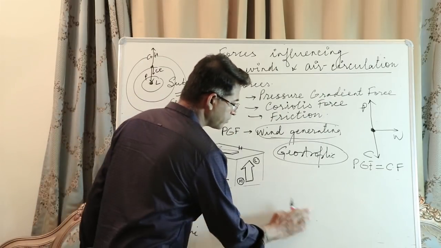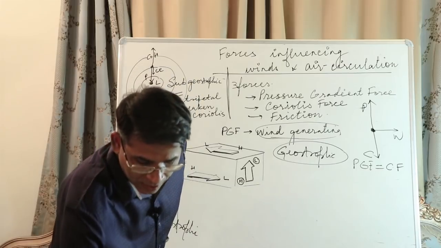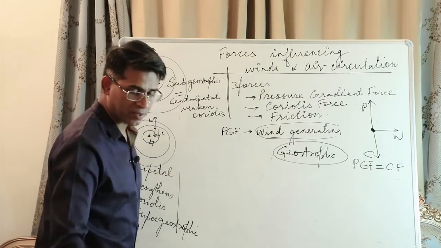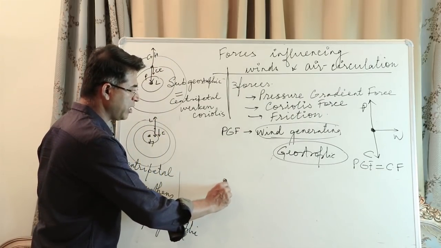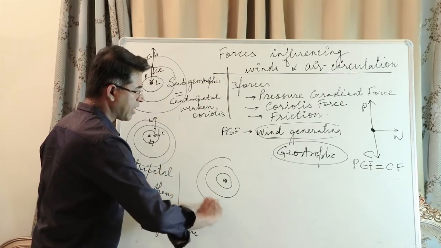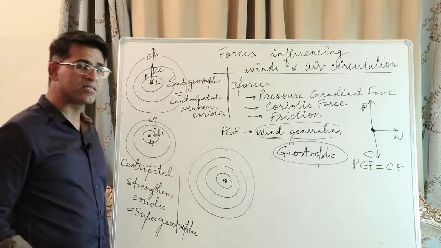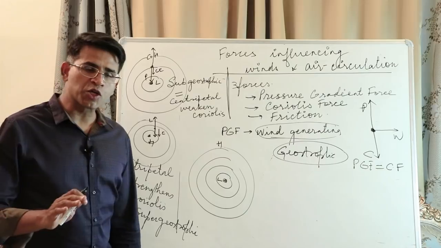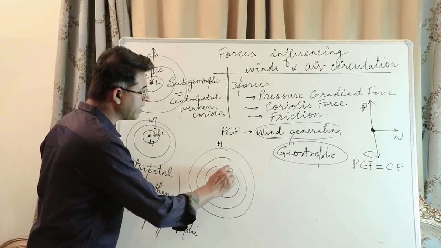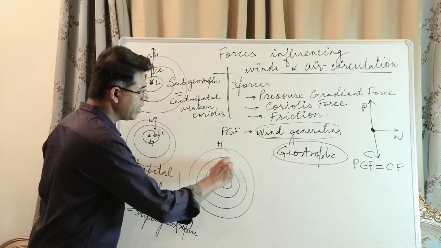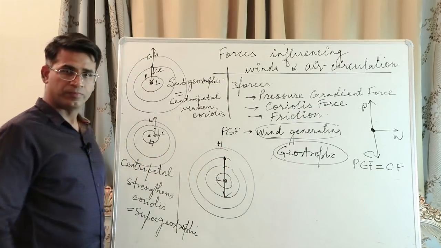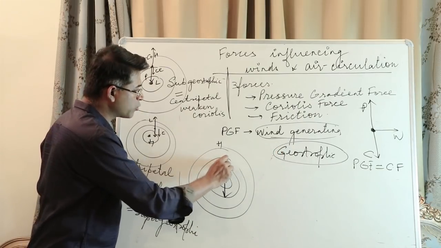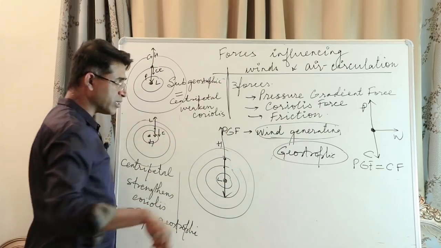Now the rule is, when do we have cyclones? Cyclones are when the central core has a low pressure. So if I have a low pressure, around the low pressure there are progressively higher pressure isobars. So if this is low, this is relatively high. The direction of the pressure gradient will always be directed from high towards the low. Okay? And in balance, the Coriolis will always be directed outwards.